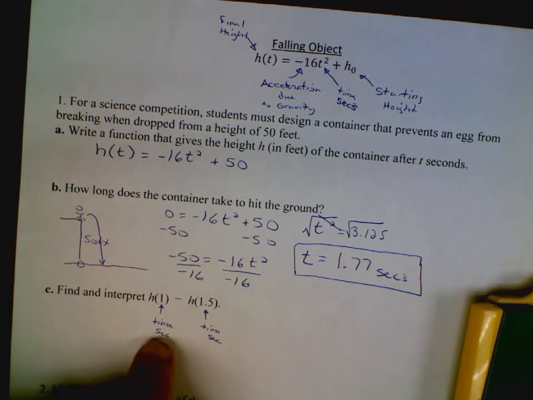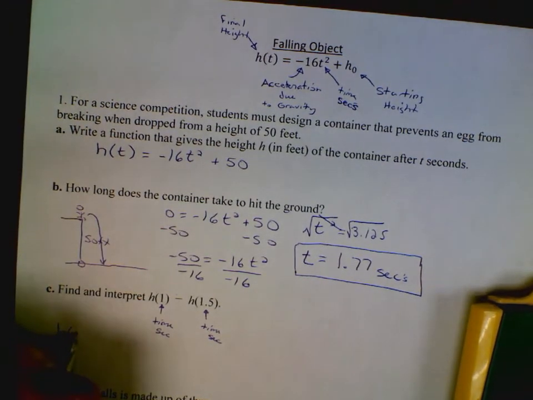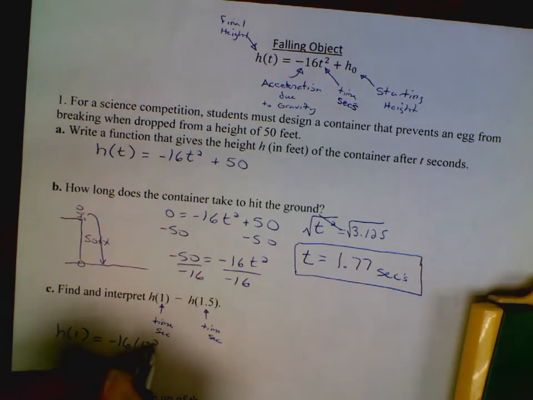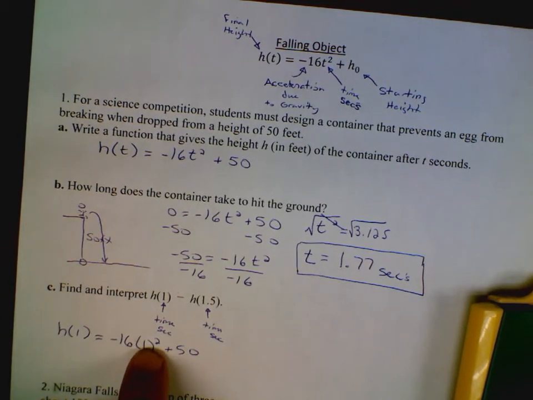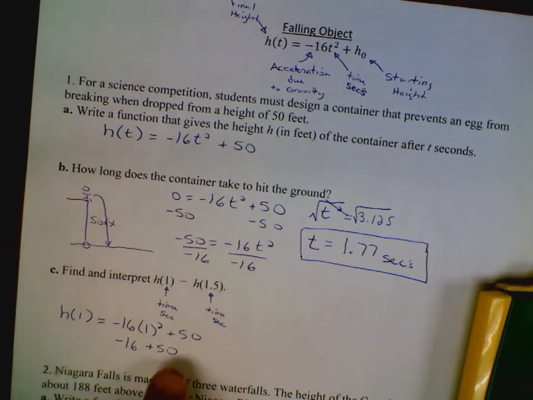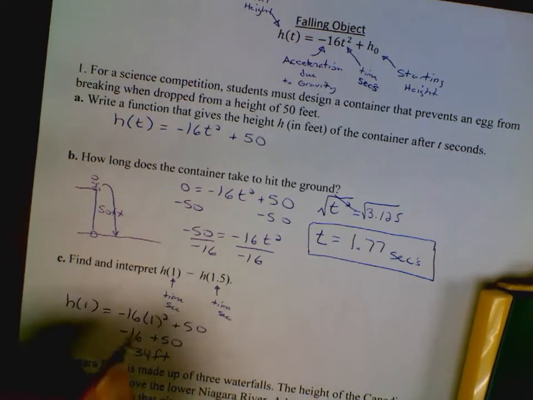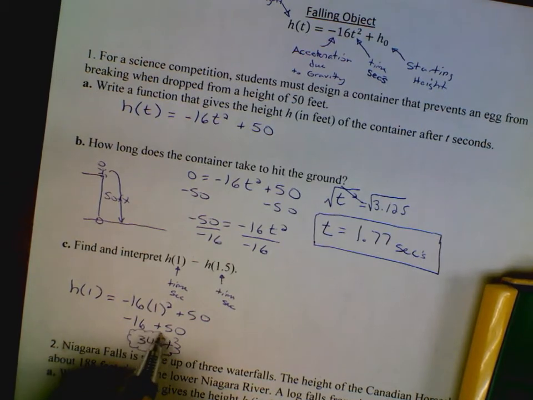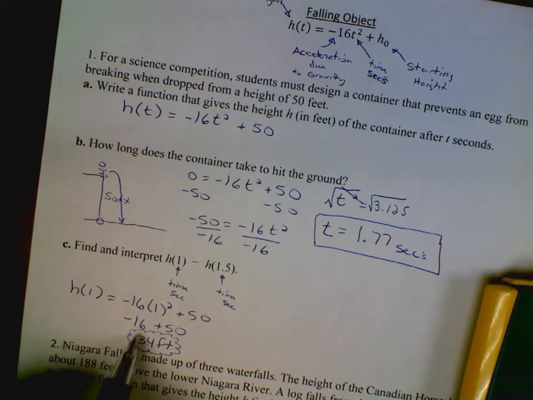So to do this, we're just going to plug 1 into our function. So h of 1 equals negative 16 times 1 squared plus 50. Well, 1 squared is just 1, and 1 times negative 16 is negative 16. If I add 50 to that, well, 50 minus 16 is 34. So you'd have 34 feet is this first number. I'm just going to put that in a little cloud looking thing. So 34 feet is h of 1. The height at 1 second is 34 feet.